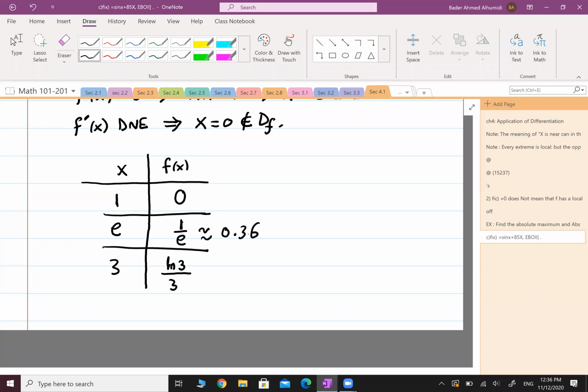Let us take the decimals. 1 over e is 0.36, and ln of 3 over 3 is about 0.366. This means that this one is the absolute maximum.